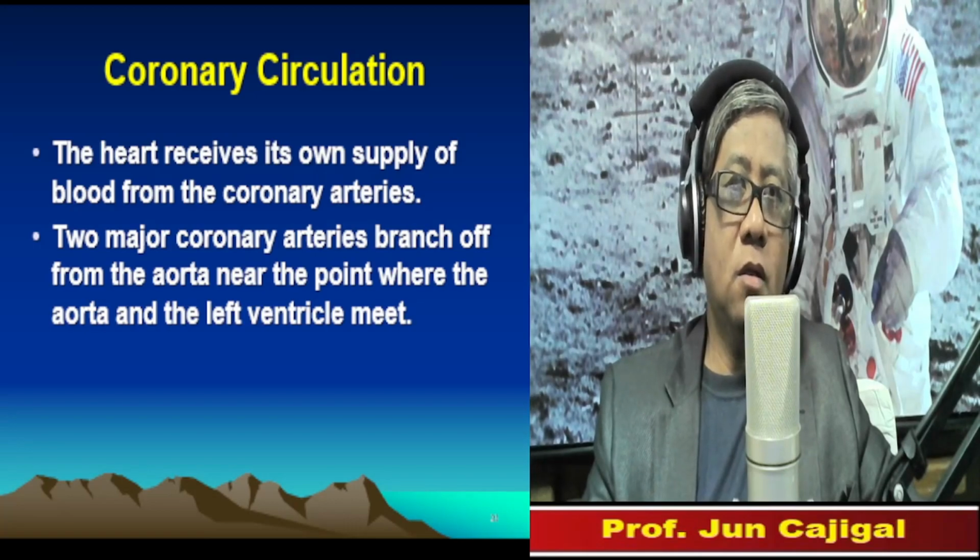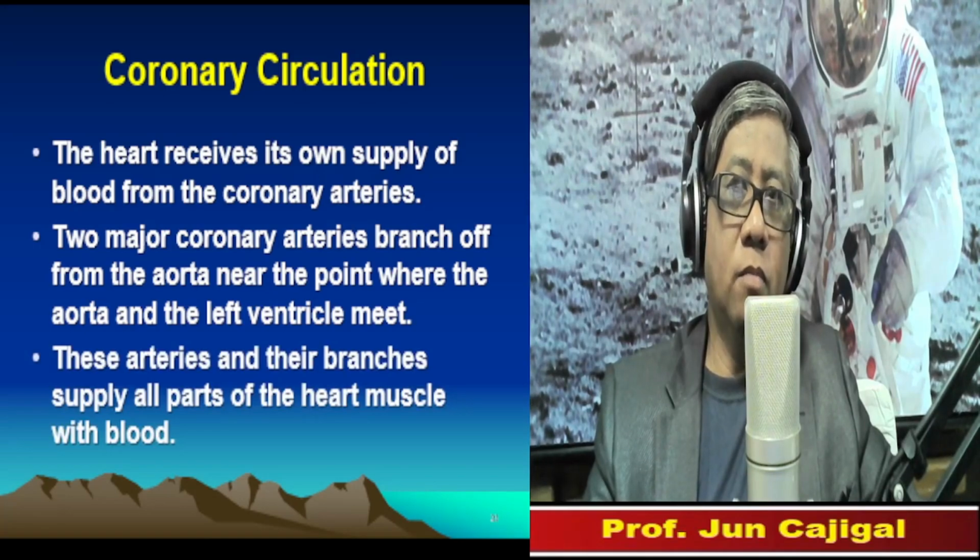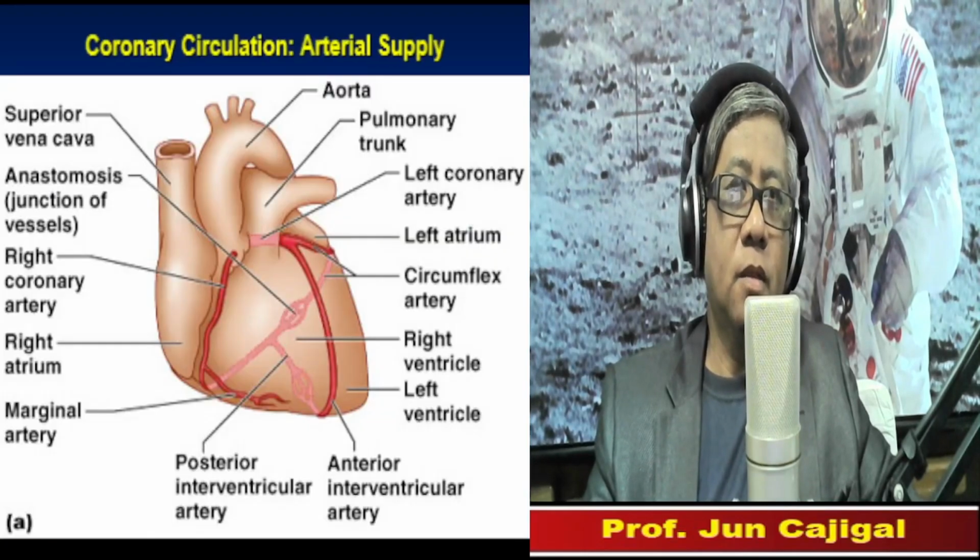Now these two arteries and their branches supply all the parts of the heart muscle with blood. So that's the function of the coronary circulation. The coronary circulation sees to it that the heart is supplied with blood. Alright, so here is an illustration of the coronary circulation showing the major arteries that make up the coronary circuit. So again, you have the left coronary artery and the right coronary artery. Then from there, the branches will ensure that the heart muscle is supplied with blood.